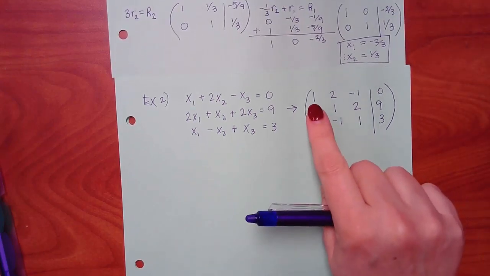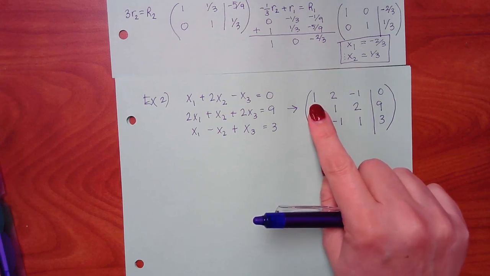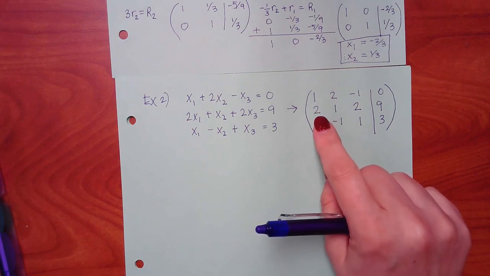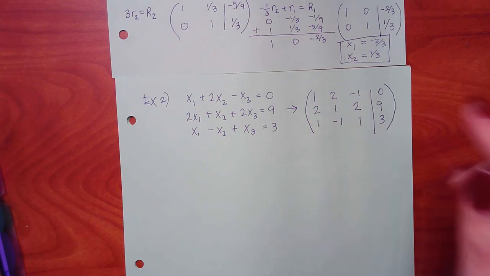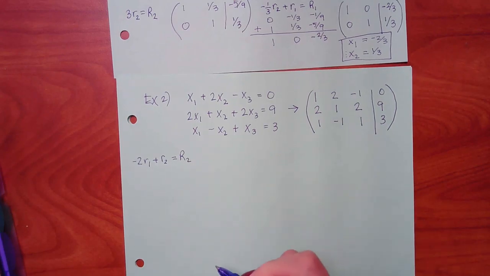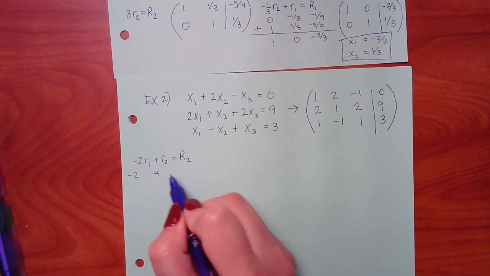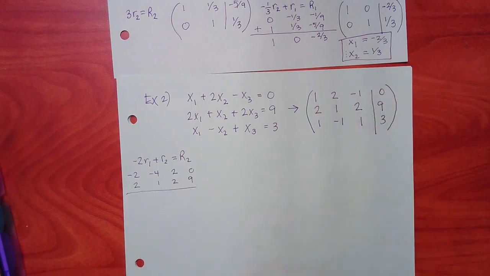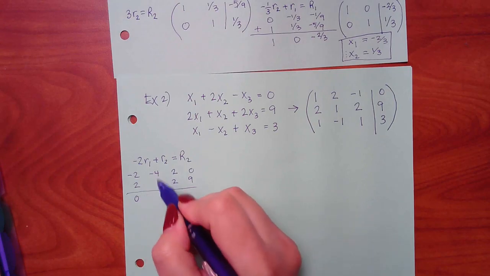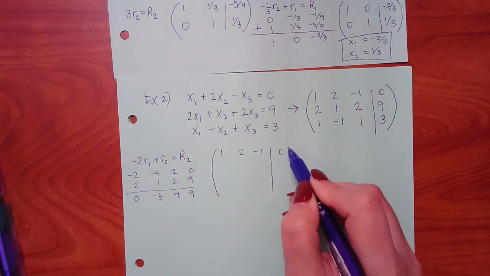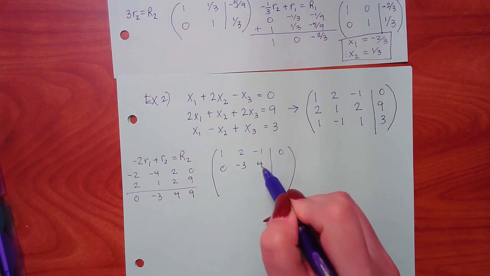So then let's see. This is already a 1, isn't it? Awesome. I don't have to do that step then, right? So how do I use that 1 to make this guy a 0? What do I need to multiply that by to make this a 0? It's always the opposite. So -2 times row 1 plus row 2 will give me my new row 2. So I'm going to do the work over here. -2, -4, +2, and still 0. So I'm multiplying everybody in row 1 by a -2. And then I just rewrote row 2 underneath that. So this guy gives me the 0, a -3, a 4, and a 9. So my matrix is going to become 0, -3, 4, and 9.